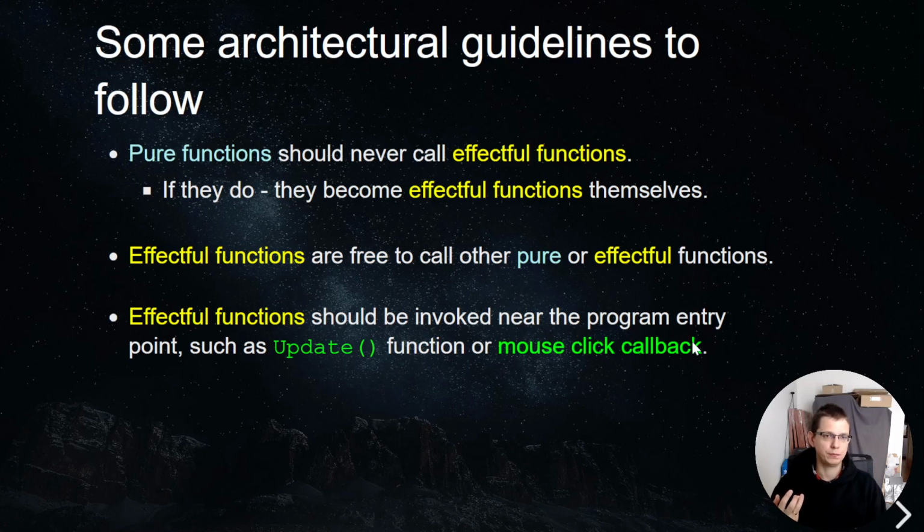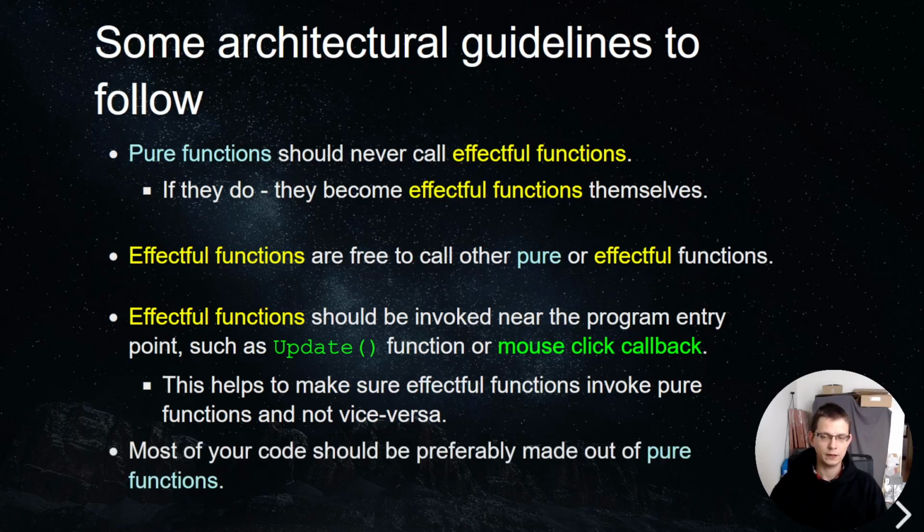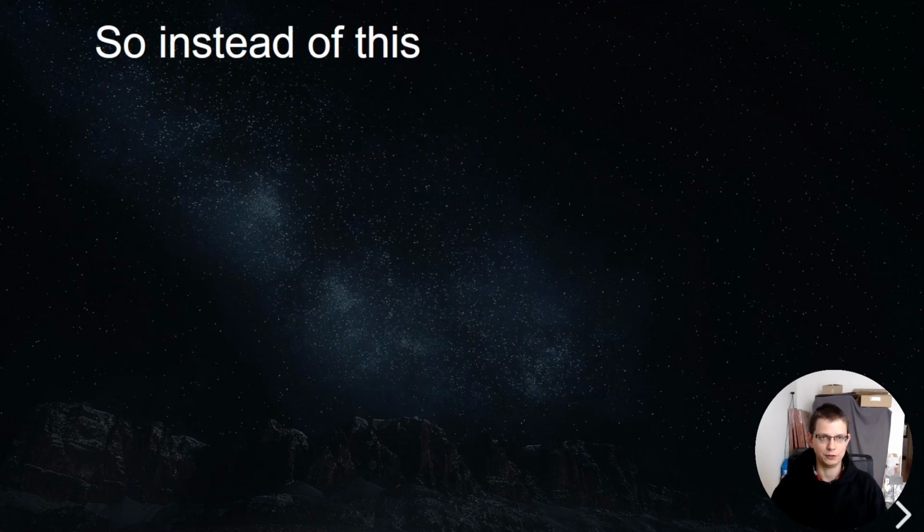And the effectful functions should basically be invoked near the program entry points, such as an update function from Unity or a mouse click callback or some other entry point. This helps to make sure that these effectful functions only invoke pure functions and not vice versa. So the layering is, you have your entry point, then you have your effectful functions, and down the line you have all of these pure functions. And preferably, most of your code should be made out of pure functions, not effectful functions. So most of your code should do the calculations, and then after all, you apply those calculations.